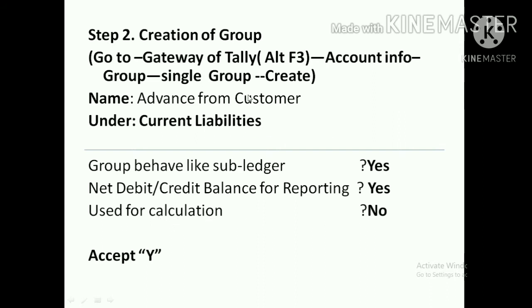If the company does not fulfill the work on time, then the company needs to pay some interest for the delay in execution of work. In that situation, if the company needs to pay any interest against that, you should give yes, otherwise no. After this you should press Y from your keyboard after getting this small screen. Now we have created the group, that is Advance from Customer. Remember that we still have not created the ledger account.